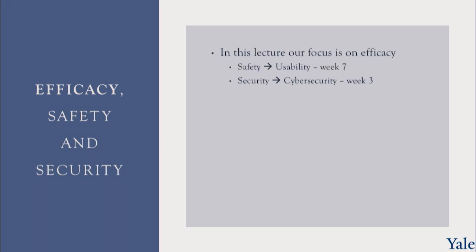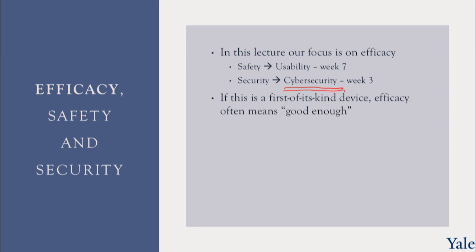When it comes to safety and software, a primary consideration is usability, and we're going to talk about that in week 7. When it comes to security, a lot of the interesting work, a lot of the effort, a lot of the problems come from cybersecurity, and we'll discuss that in week 3. So primarily here, we'll focus on efficacy.